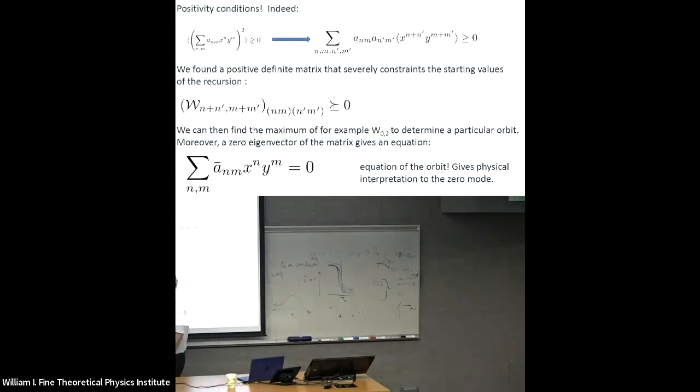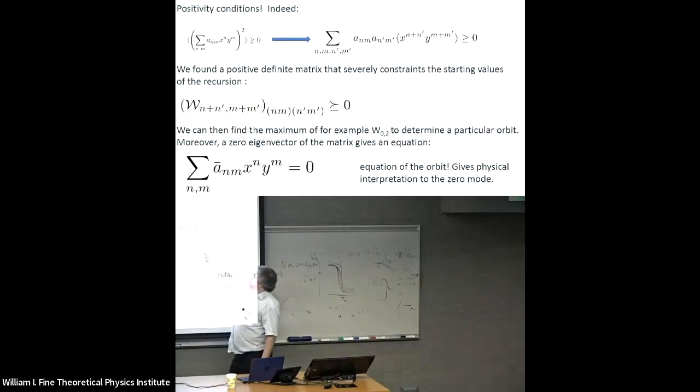But now there is the thing I want to show, because I found it very interesting. As I said, I learned it from Xi-Yin. Suppose that we are at the maximum, so we are at the boundary. At the boundary, we have a zero mode of this matrix. A zero mode of this matrix means that if I multiply this by the zero mode, a_nm, I should get zero. So this should be zero.